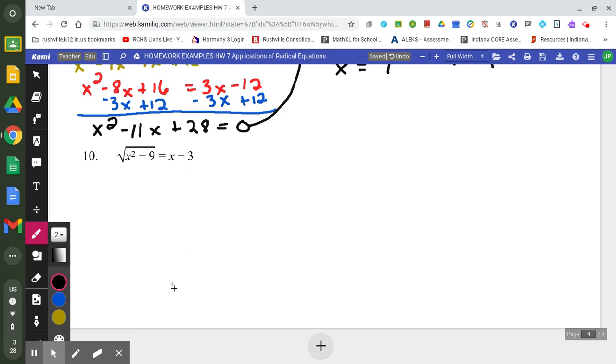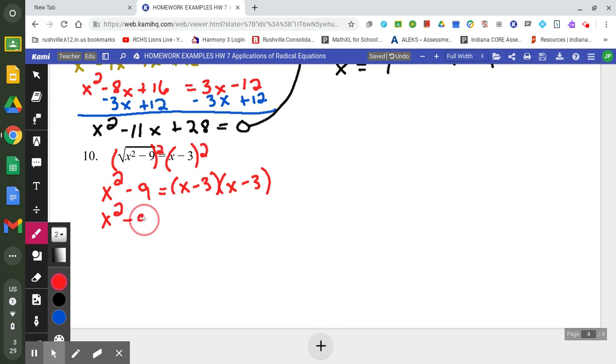And then the last problem, I do have the radical isolated over here. So I can square both sides of the equal sign. So when I square a square root, the square root sign goes away, but everything else underneath it stays. And then this is the same as x minus 3 times x minus 3. So I need to simplify that side. So this will be x squared minus 3x minus 3x plus 9. And I'll keep simplifying.